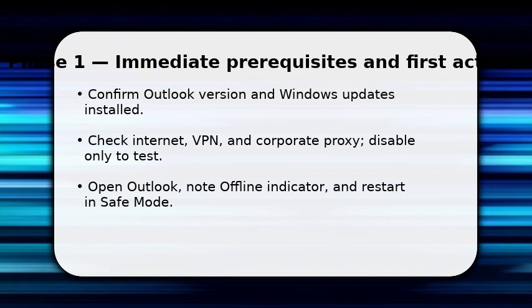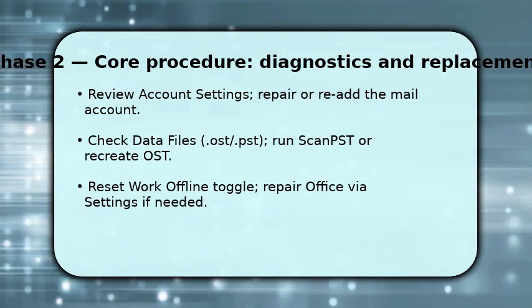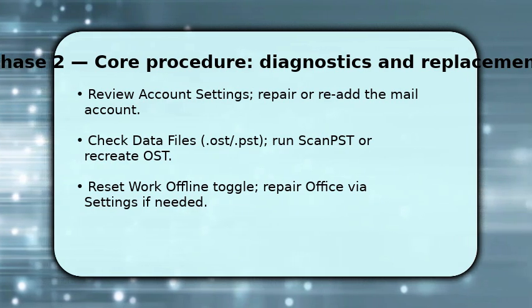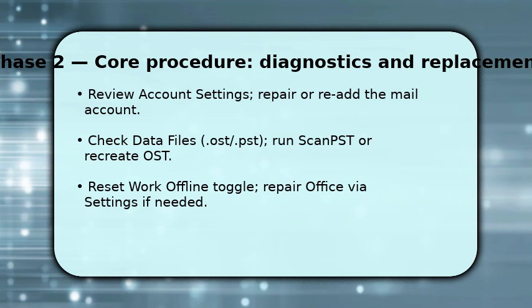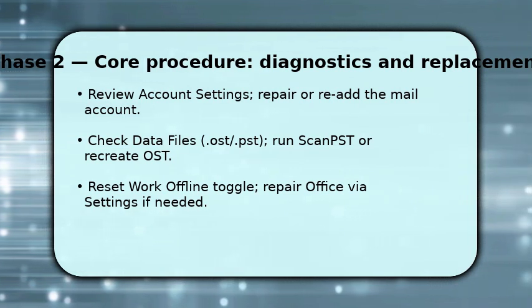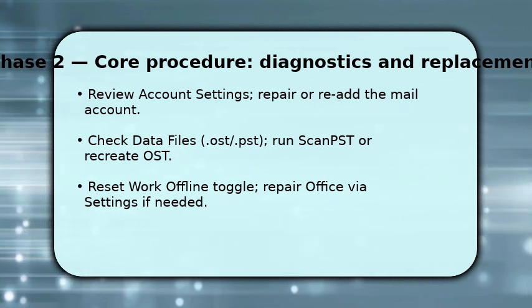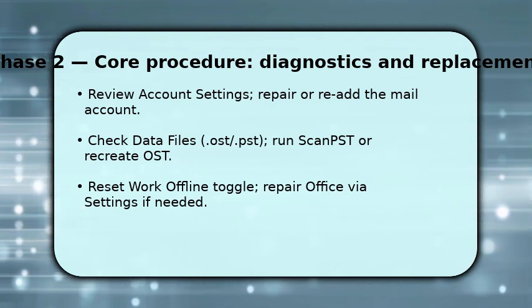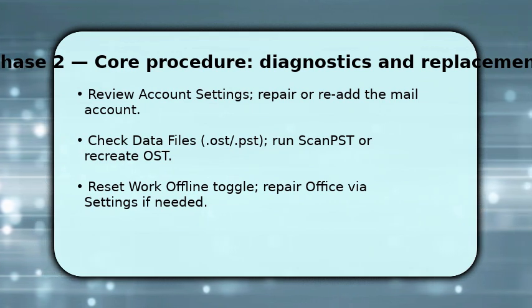Now you inspect account and data file health, because corrupted files or misconfigured profiles force offline behavior. Open File, Account Settings, repair the account first, and if that fails, remove and re-add it. This rebuilds the connection. Then check data files, locate the OST or PST and run Scan PST, or rename the OST to force recreation. Also toggle Send/Receive, Work Offline to reset state, and consider running an Office repair from Programs to fix hidden application errors.